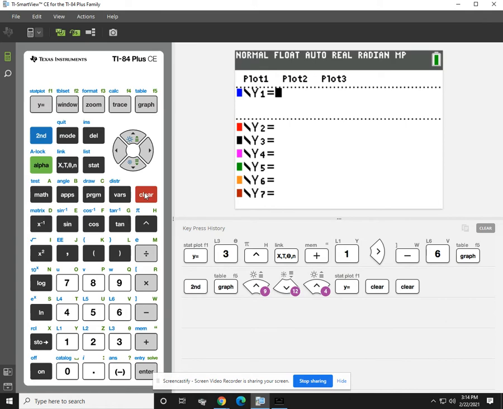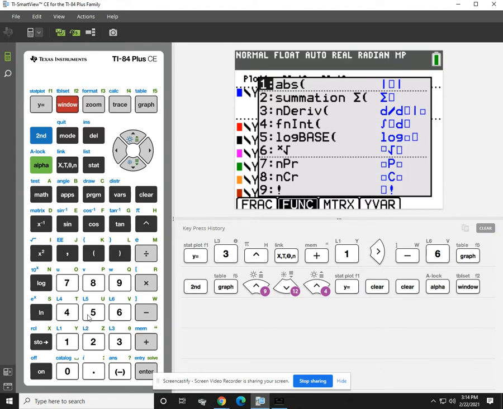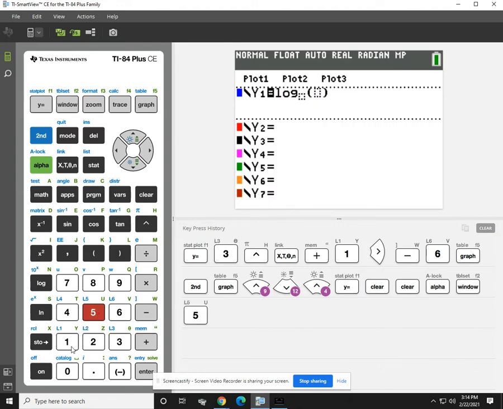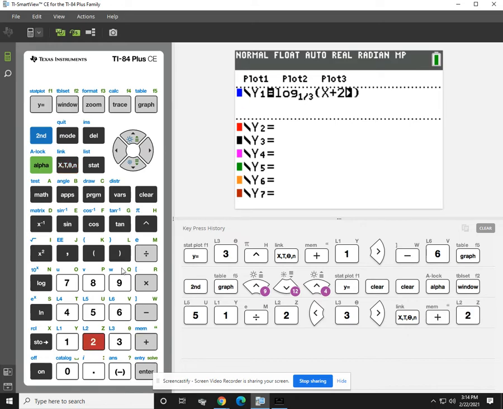And hopefully you all recall where to find your log base. It's alpha window number 5. And I'm going to put my 1/2, which I'm just going to do 1 divided by 2. Oops, this is 1 divided by 3, 1/3. And then inside, I'm putting my x plus 2. And then on the outside, I'm putting plus 1.